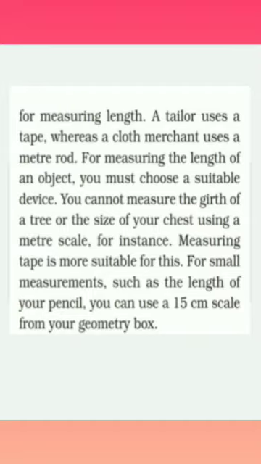For small measurements, such as the length of our pencil, we can use the small scale in our geometry box, isn't it? In the small geometry box we have the small scale. Its measurement goes from 0 up to 15 centimeters. It is enough to measure the length of your pencil.